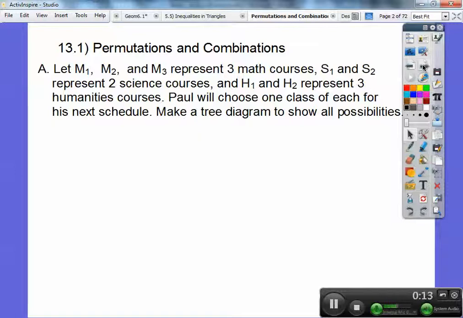Let M sub 1, M sub 2, M sub 3 represent 3 math courses, S sub 1, S sub 2 represent 2 science courses, and H1, H2 represent 2 humanities courses. Paul will choose one class from each for his next schedule. Make a tree diagram to show all possibilities.